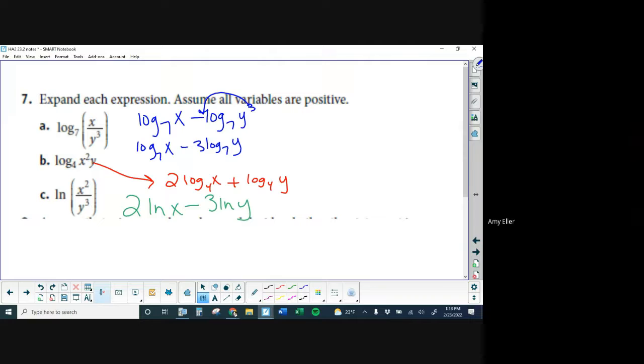Do we have questions on B? C is no different. ln is log base e. So this is still a log base e.